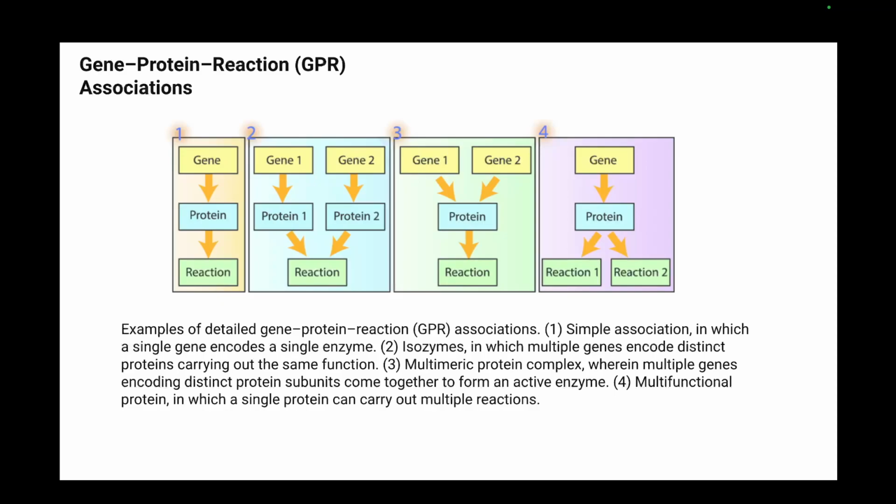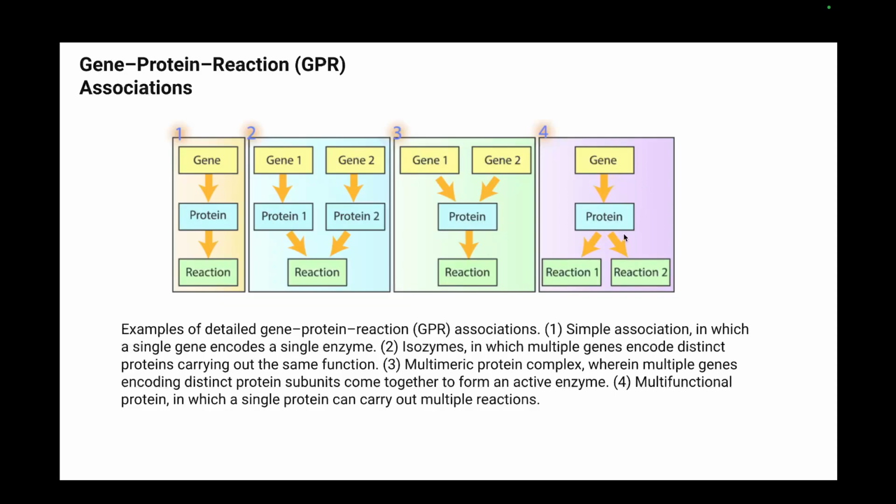Yeah. So this third panel is showing a multimeric protein complex. Basically, two genes are contributing to a protein. This may be a dimer, this may be a tetramer, whatever it may be, but the components of this protein are coming from two genes. These are known as multimeric protein complexes, and this protein goes and affects the reaction.